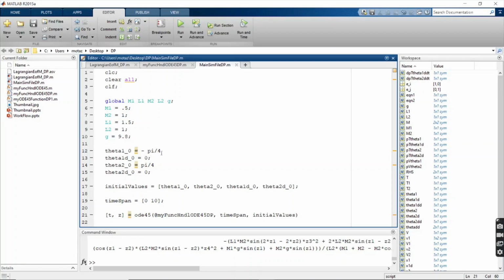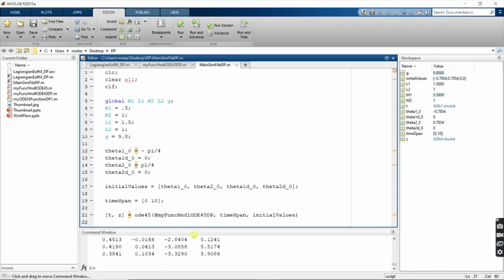I just randomly picked negative pi over 4. The pendulum is going to be at rest, so theta 1 dot and theta 2 dot initial is 0. Put all those into a vector here called initial values. Define a time span of 10 seconds, and then use ODE45 and the function handle we have to solve. And we can run this one to see what those look like.